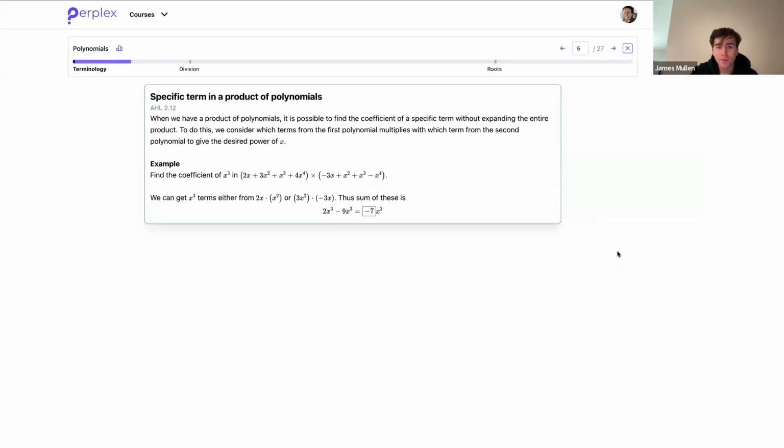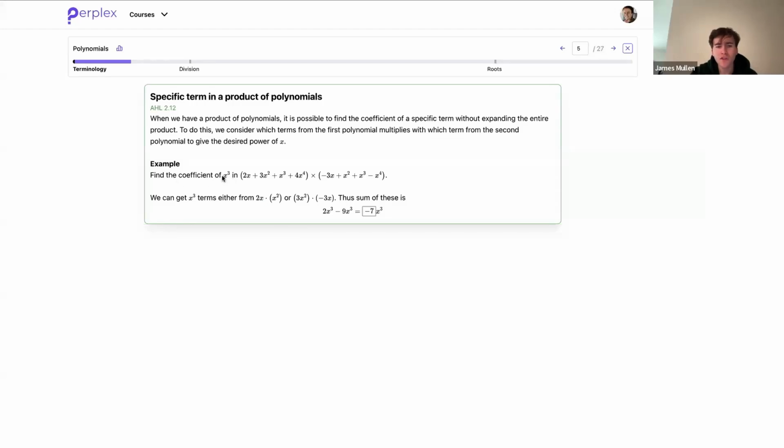Now, I mentioned this a little bit, but if we're looking for a specific term in a polynomial, remember that that is the term associated with a certain power of x. And when we have a product of polynomials, it's possible to find the coefficient of a specific term without expanding out the entire product. And this is an important skill. It shows up on IB questions in the binomial expansion, a little bit in Maclaurin series, and so on, right? So it's very important that you understand this skill.